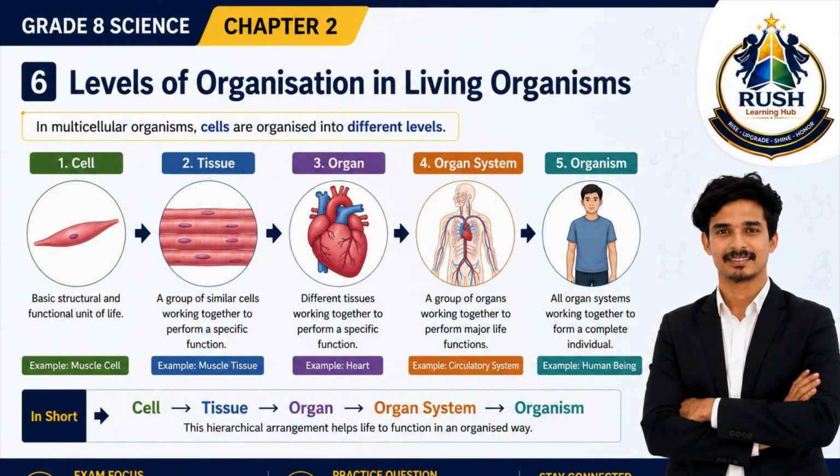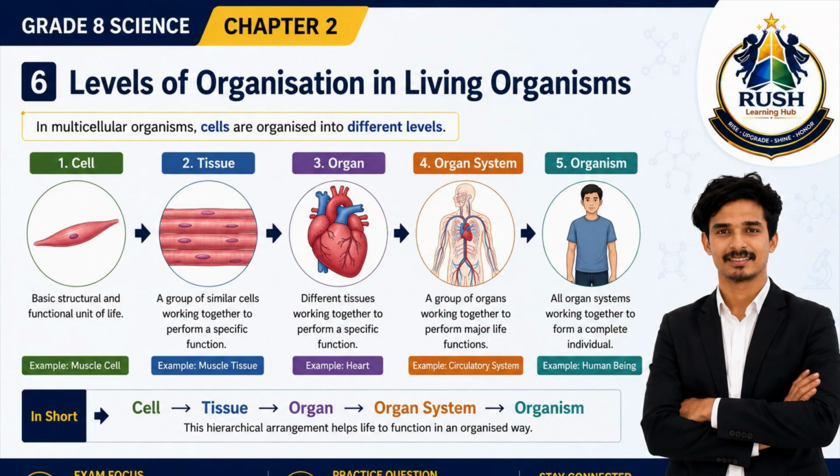Levels of organization. In multicellular organisms, life is organized in different levels. The smallest level is the cell. Groups of similar cells working together form a tissue. Different tissues combine to form an organ. Multiple organs work together as an organ system. Finally, all organ systems together make a complete organism.